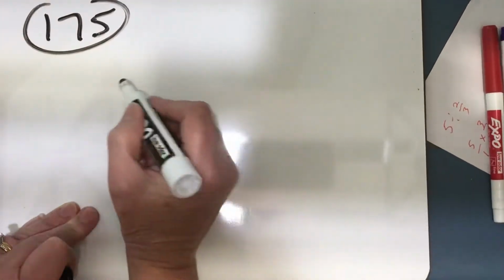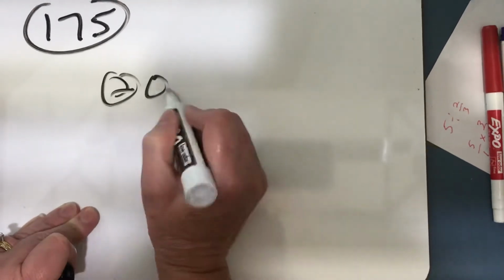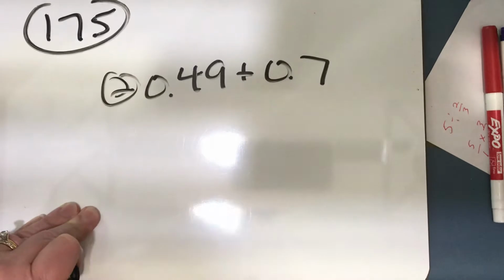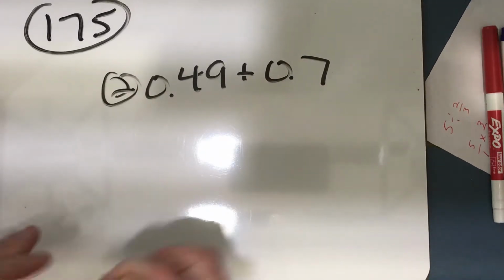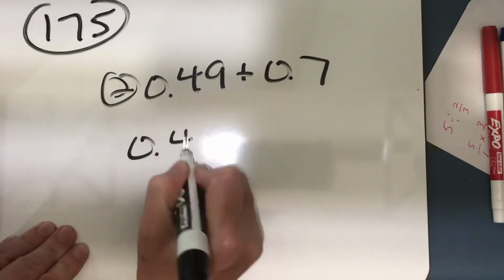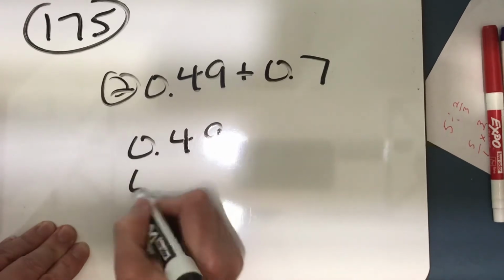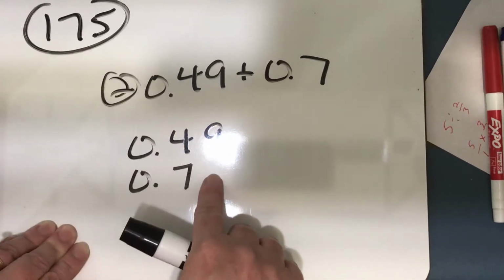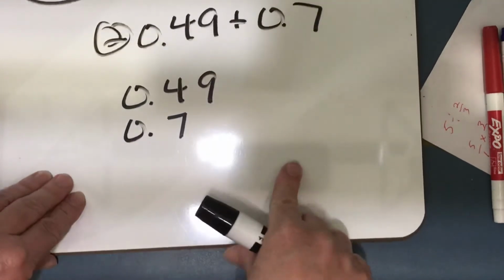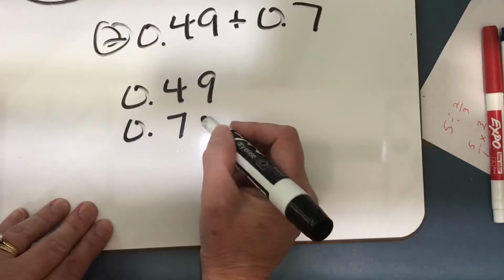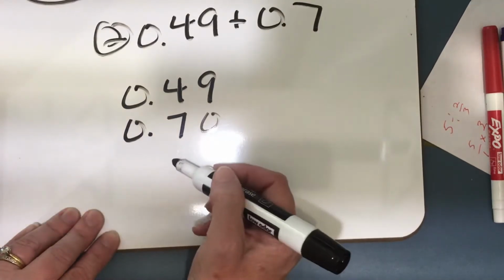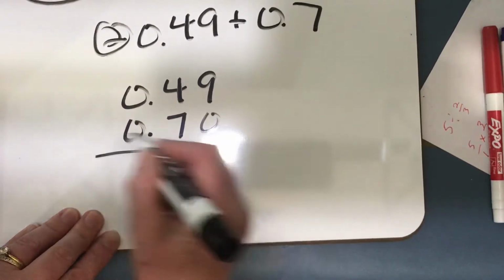Number 2 says 49 hundredths plus 7 tenths. So I'm going to align this. We'll write 49 hundredths, and then I need to align my decimal point plus 7 tenths. And I have an empty spot here, an empty place value. I can always put a 0 at the end of a number if there's a decimal point, because 70 hundredths is the same as 7 tenths. They're equivalent. And then I can just add.